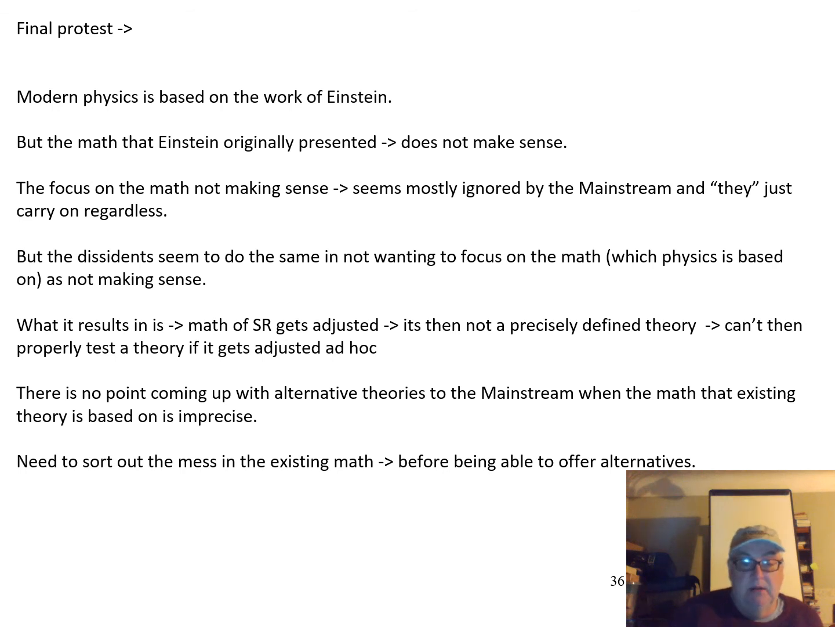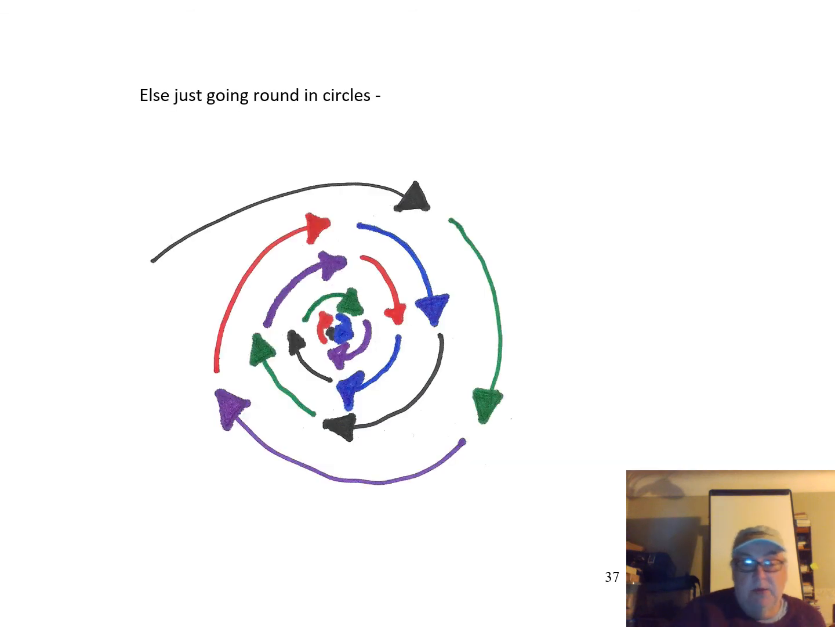What it results in is the maths of special relativity gets adjusted. It's then not a precisely defined theory. You can't properly test a theory if it gets adjusted ad hoc. There is no point coming up with alternative theories to the mainstream when the maths that the existing theory is based upon is imprecise. You need to sort out the mess in the existing maths before being able to offer alternatives. Else you just keep going around in circles.